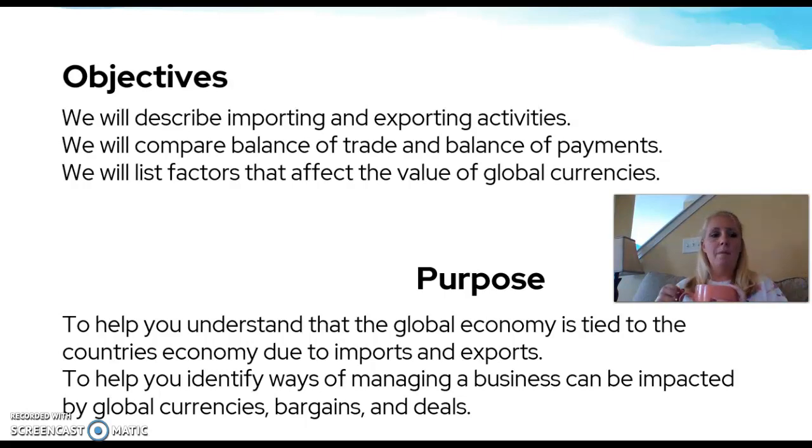which is going to lead us into these next few topics, okay? And our purpose is to help you understand that the global economy is tied to a country's economy due to imports and exports. Even if a country or economy tries to be self-sufficient, it is very much dependent on the global economy to survive and thrive. And to help you identify ways of managing a business that can be impacted by global currencies, bargains, and deals. Global currency, exchange rates, things like that is a big deal in business.